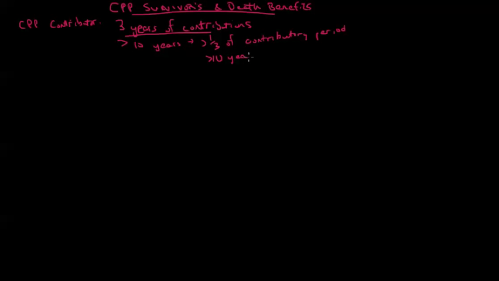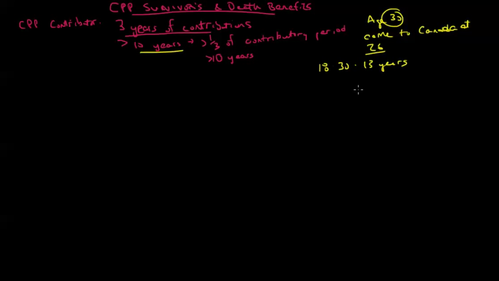I know the math's a little tricky to follow here. I'll give you an example. Let's say that we have somebody who is age 30 and came to Canada, let's say at age 26. This person dies at age 30, unfortunately, and we would look at that and say, okay, from 18 to 30, that's 13 years. 13 is obviously more than 10. That puts us in the second category.